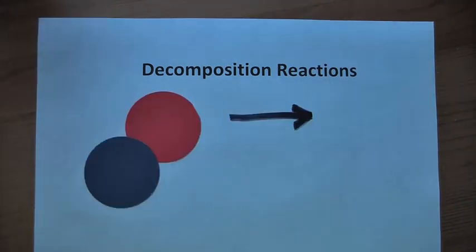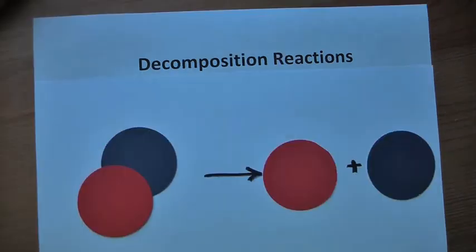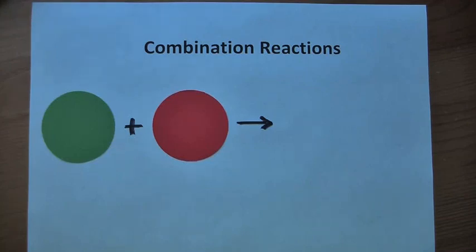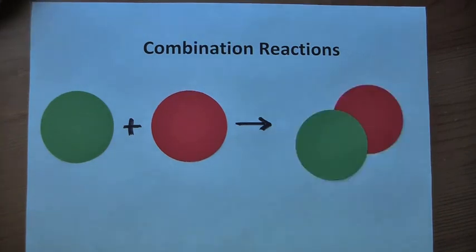First, decomposition reactions. In this type of reaction, a substance simply breaks down into simpler parts, like this. Here's an example of a combination reaction. Simple substances combine into more complex substances. A common reaction is between metals and nonmetals to form ionic compounds.